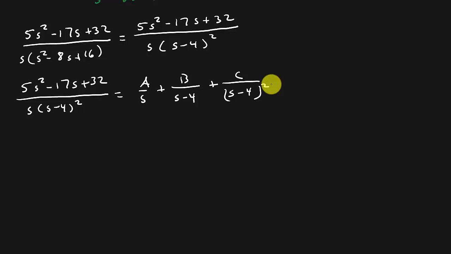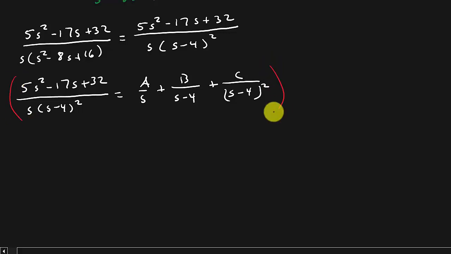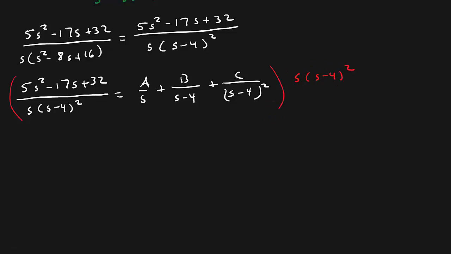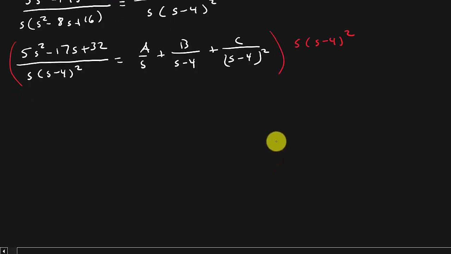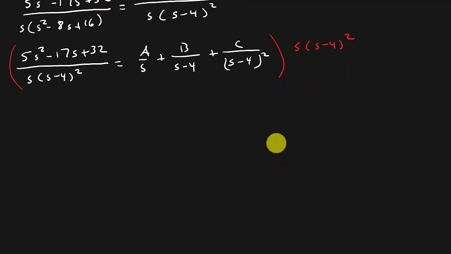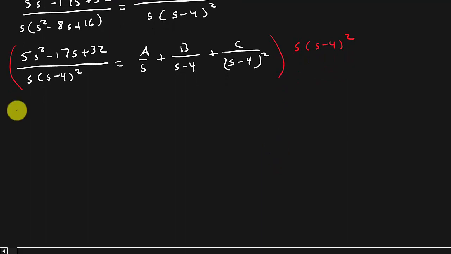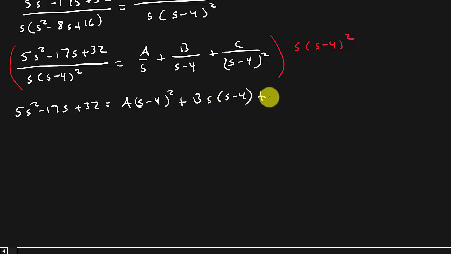So you should already know how to do this, so I'm not going to spend a lot of time on it. We're going to multiply everything by the common denominator, and I might even skip some steps because I just don't want to work it all. That's going to give us 5s squared minus 17s plus 32 equals a times (s minus 4) squared plus bs times (s minus 4) plus c times s.